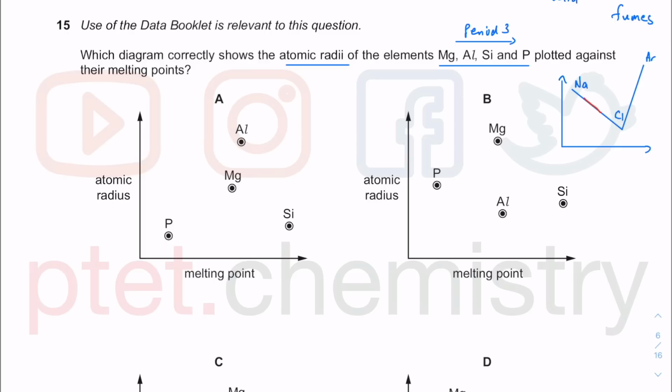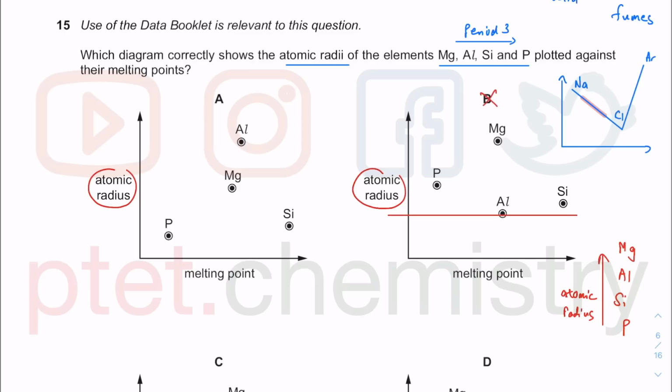but here in particular we're just looking at magnesium all the way to phosphorus, and they will decrease. So if we look at atomic radius, which is on the y-axis, we will have magnesium being the biggest, followed by aluminium, followed by silicon, followed by phosphorus. So we look at this: the biggest in size is magnesium, the smallest is phosphorus. We can see that the phosphorus is not the smallest there, and therefore B is not the answer.